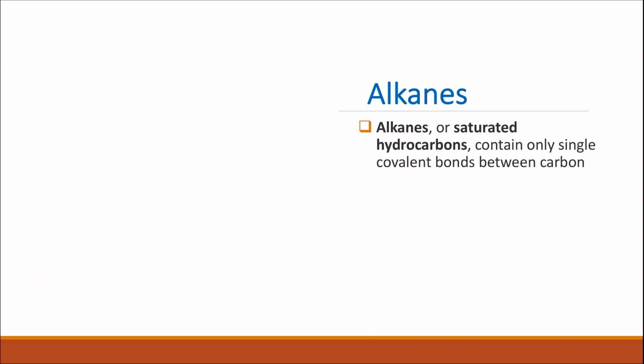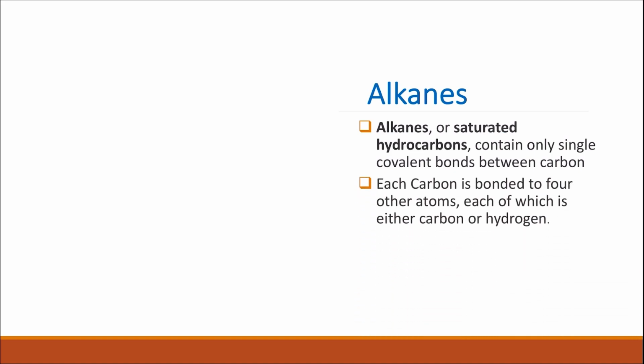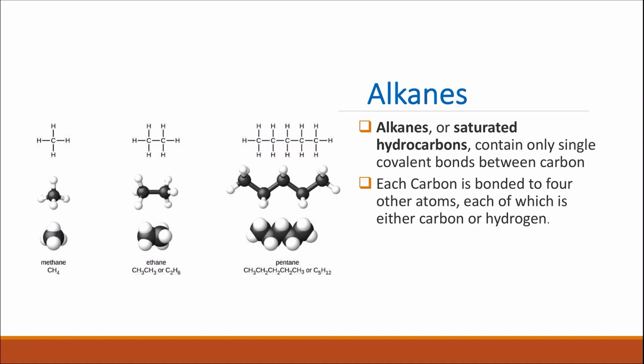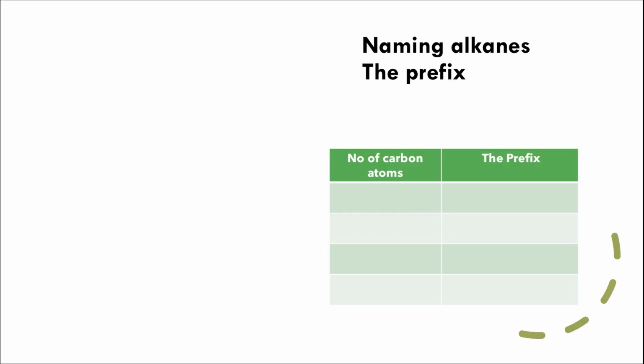So starting off with alkanes. Alkanes are saturated hydrocarbons, containing only single covalent bonds between carbon atoms, and they only contain carbon and hydrogen. Each carbon atom is bonded to four other atoms. These could be either carbon or hydrogen depending on the compound. The general formula for alkanes is CnH2n+2. So whatever the number of carbon atoms, the number of hydrogens will be double that number plus 2. To name alkanes, we use a prefix and a suffix.